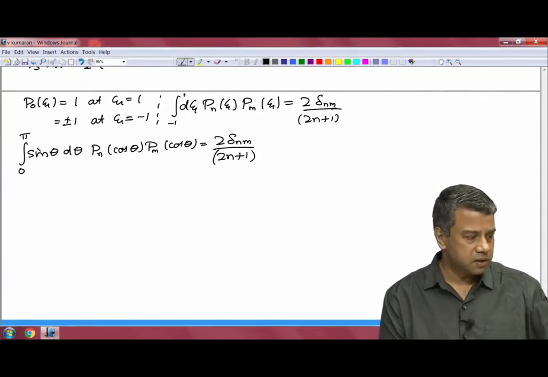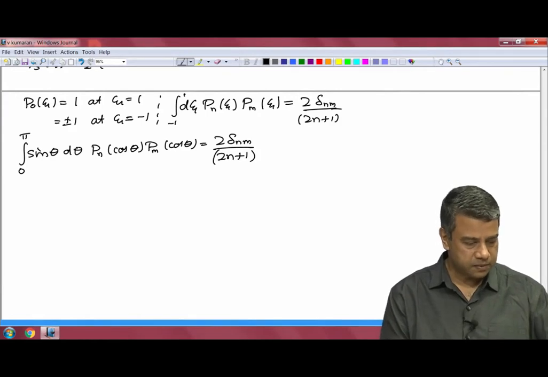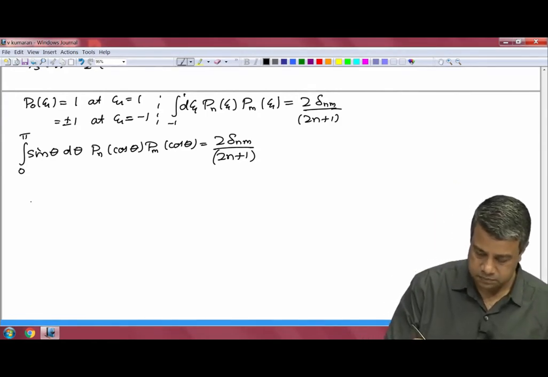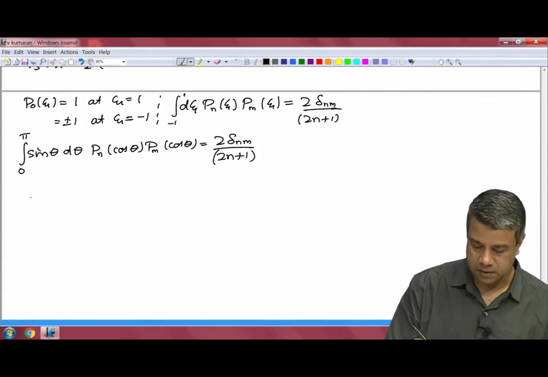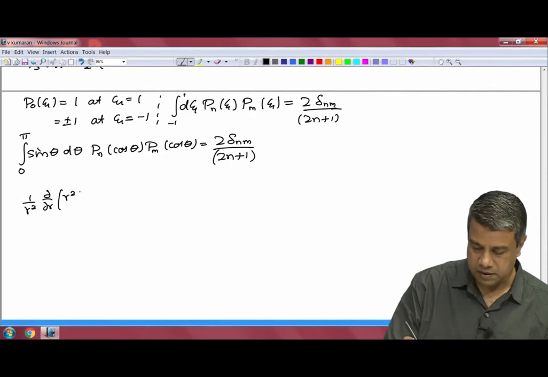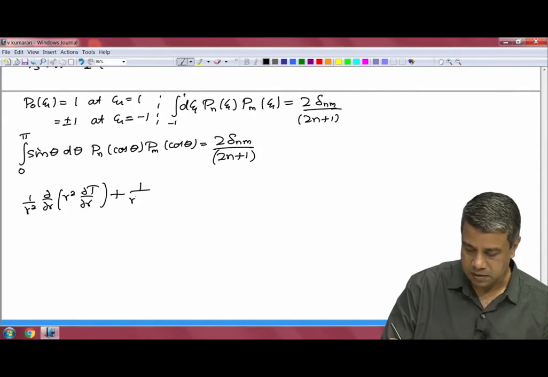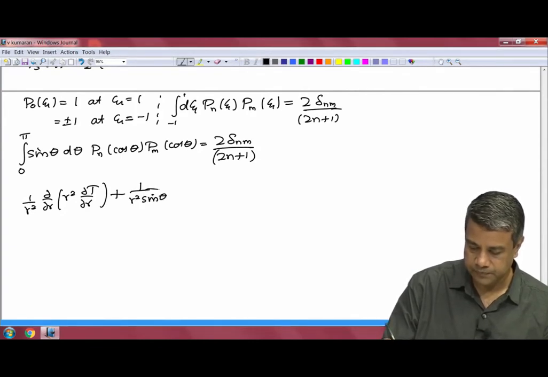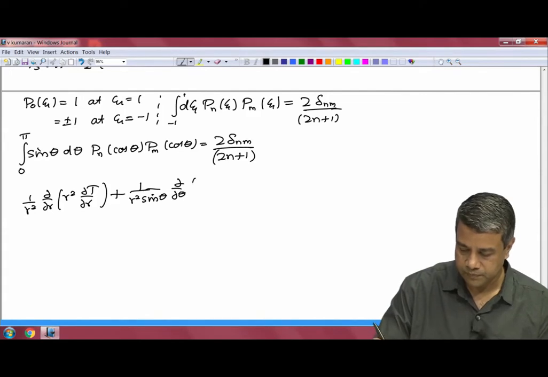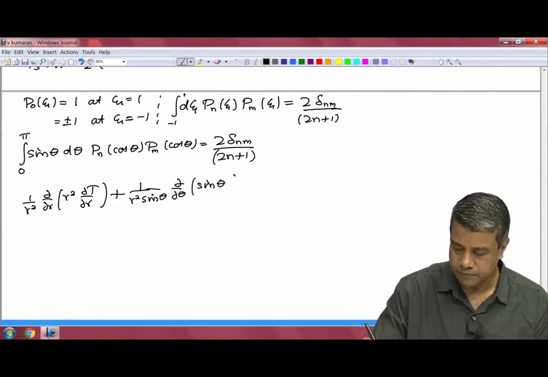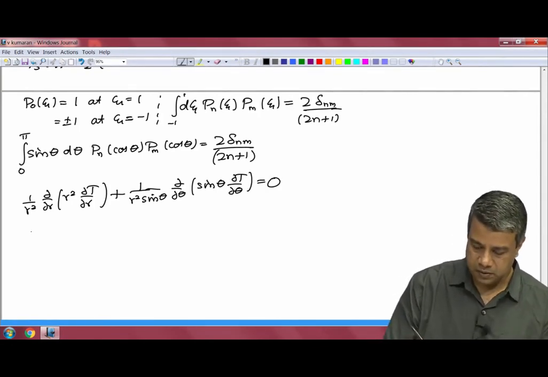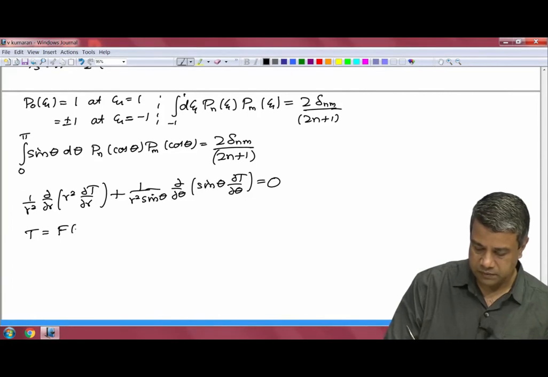So let us return to our problem. If you recall, my problem was 1 by r square d by dr of r square partial T by partial r plus 1 by r square sine theta, and so on, equal to 0. I substituted T equal to f of r times g of theta.